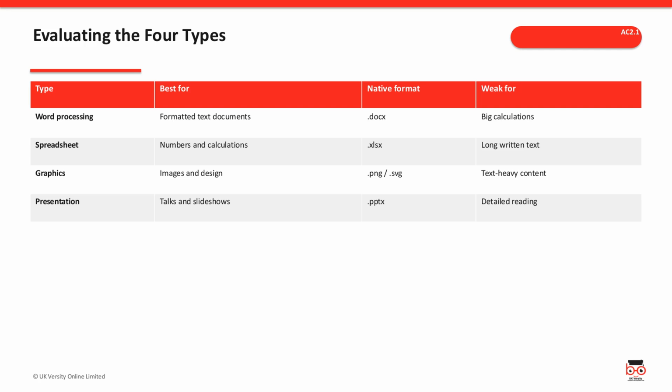Let's line all four up together. Word processing is best for formatted text documents in .docx, but weak at big calculations. Spreadsheets own numbers and calculations in .xlsx, but aren't for long, written text. Graphics software rules images and design in .png or .svg, yet is no good for text-heavy content. And presentation software is made for talks and slideshows in .pptx, but poor for detailed reading. Seeing them side by side makes the trade-offs obvious.